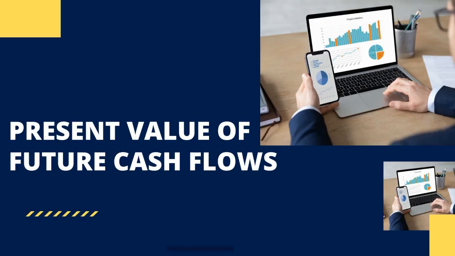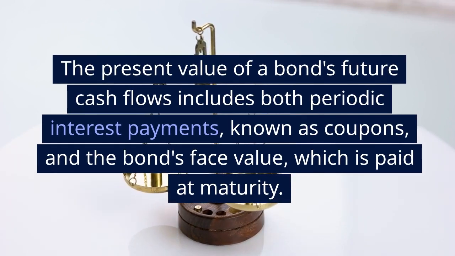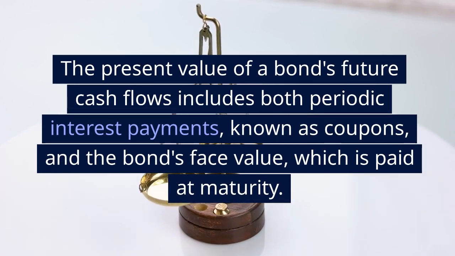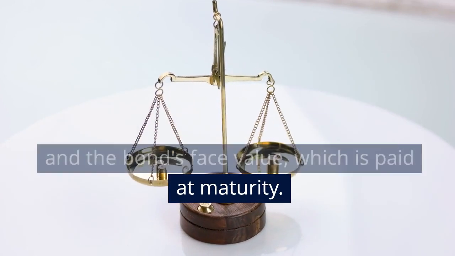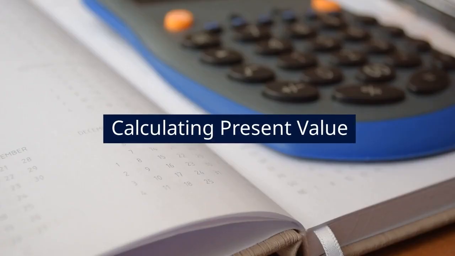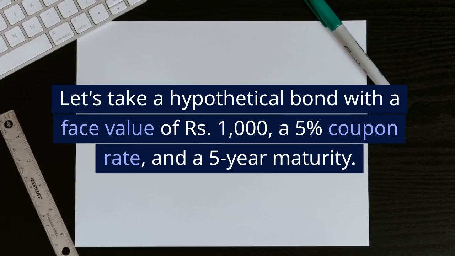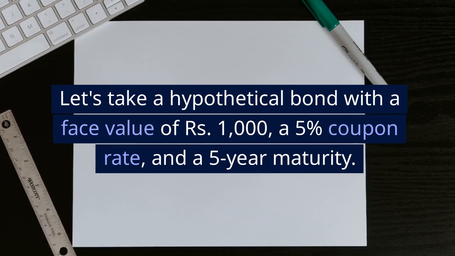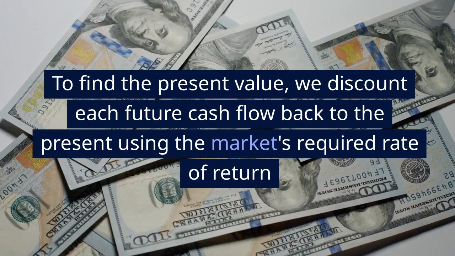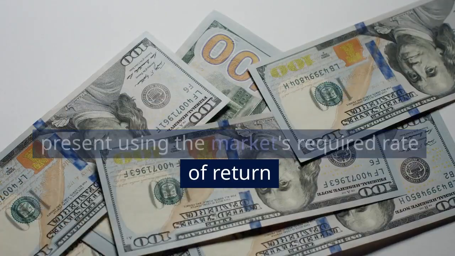Present value of future cash flows. The present value of a bond's future cash flows includes both periodic interest payments, known as coupons, and the bond's face value, which is paid at maturity. Let's see how it works. Calculating present value. Let's take a hypothetical bond with a face value of 1000 rupees, a 5% coupon rate, and a 5-year maturity. To find the present value, we discount each future cash flow back to the present using the market's required rate of return.